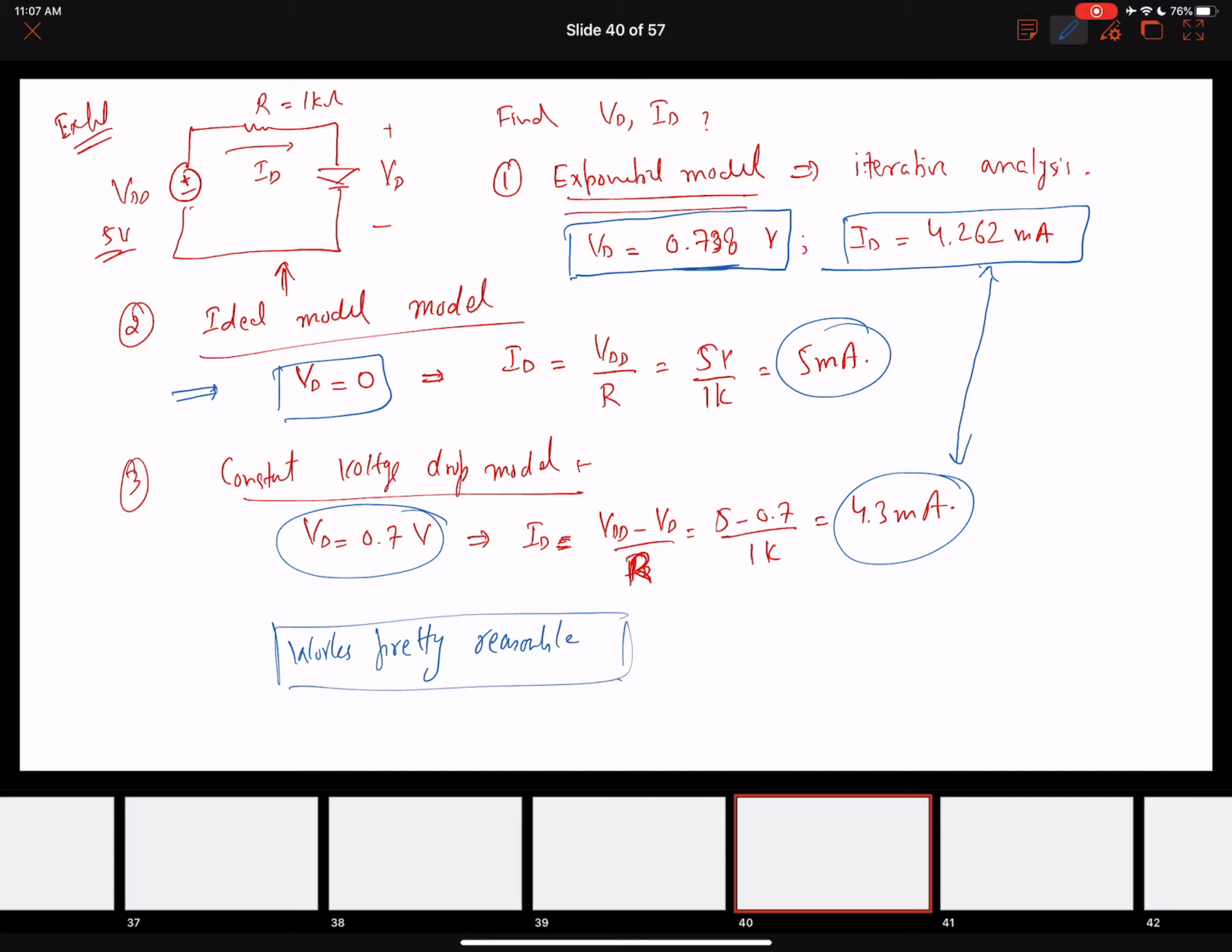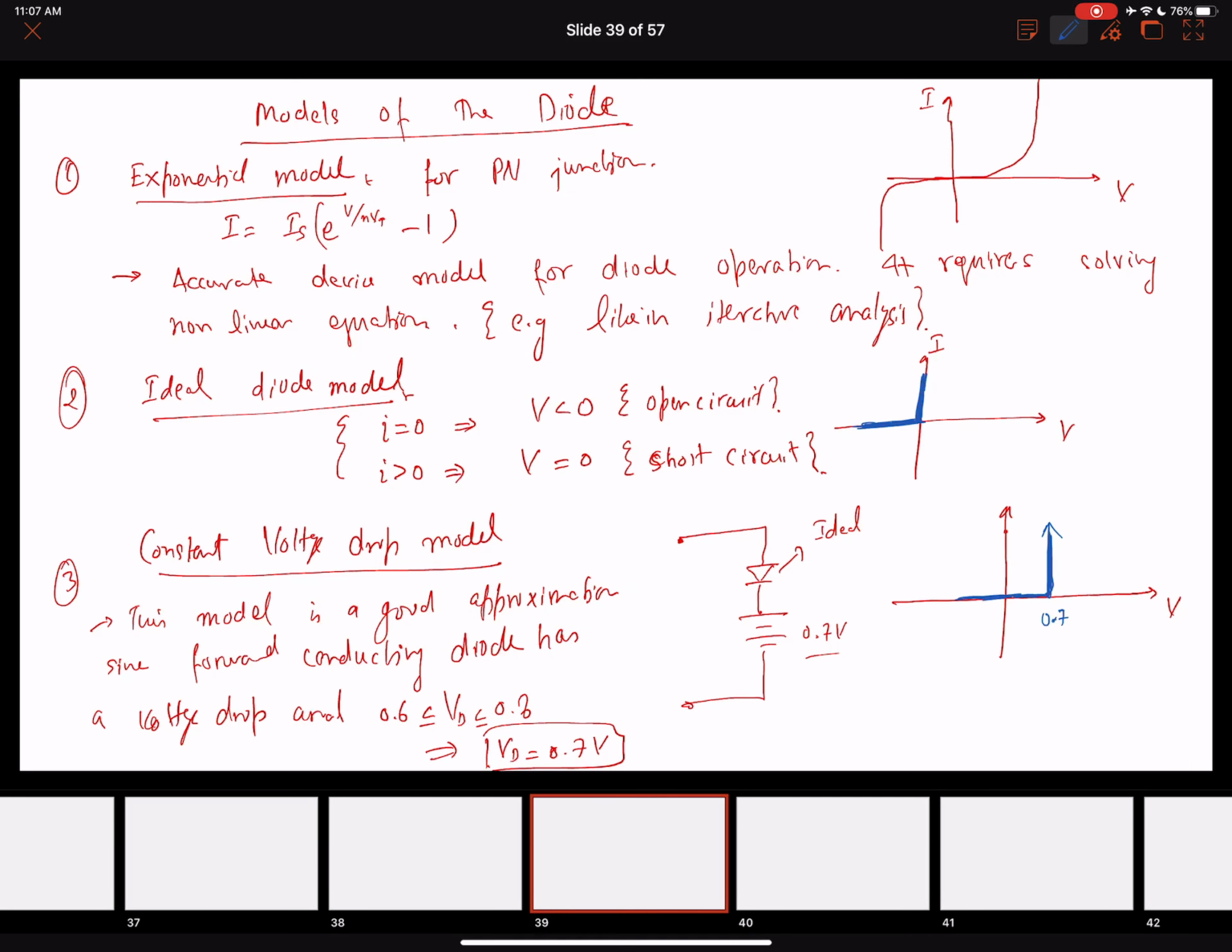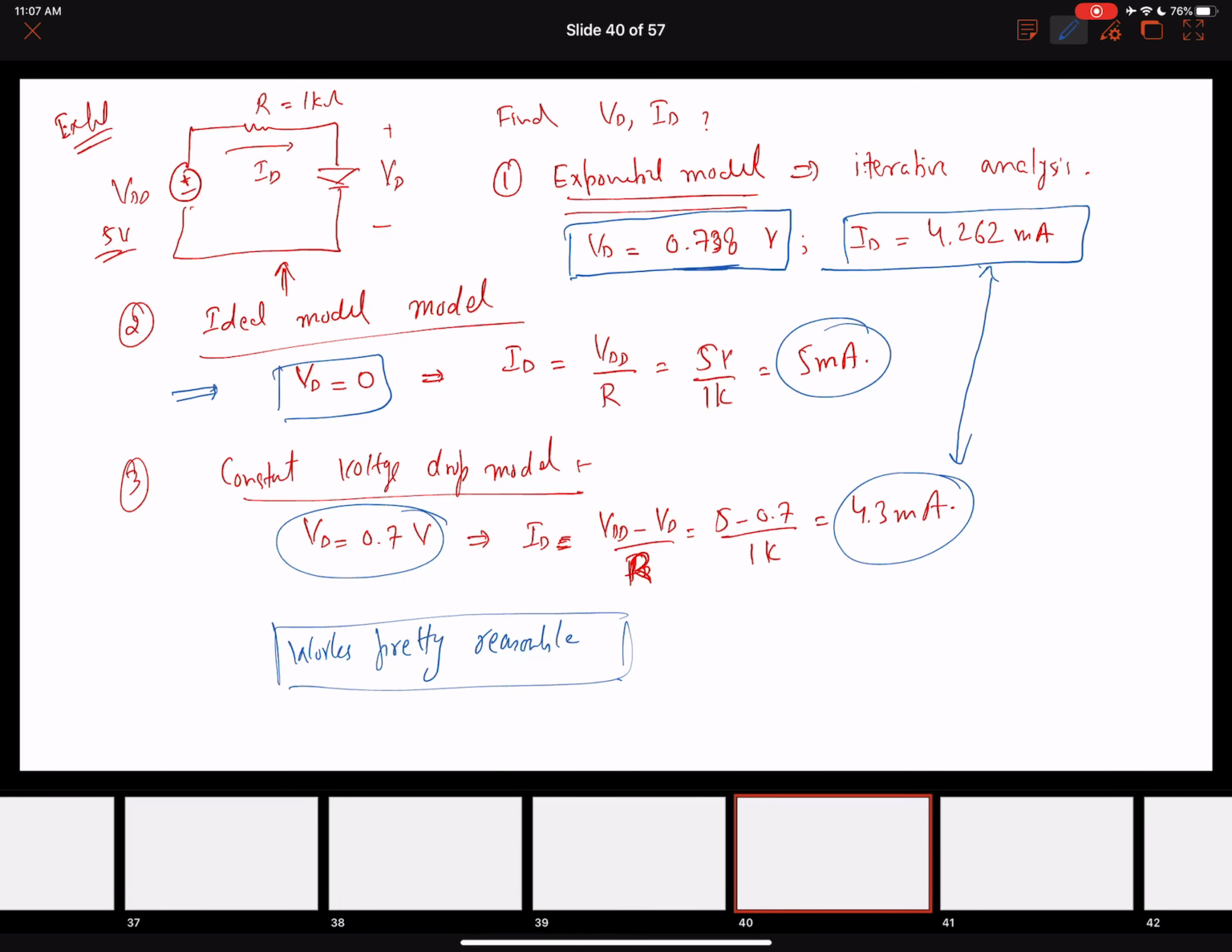So this is all I want to talk about in today's lecture. In today's lecture we talked about how we can solve diode circuits using a graphical analysis method and using a numerical iterative analysis. Most of the time, numerical iterative analysis is the most commonly used. We also discussed the different models of the diode: the exponential model, the ideal diode, and the constant voltage drop model. And we compared their values. If we use any of these models to solve a diode circuit, what differences in the values can we expect? We expect very close values from the constant voltage drop model and the exponential model.